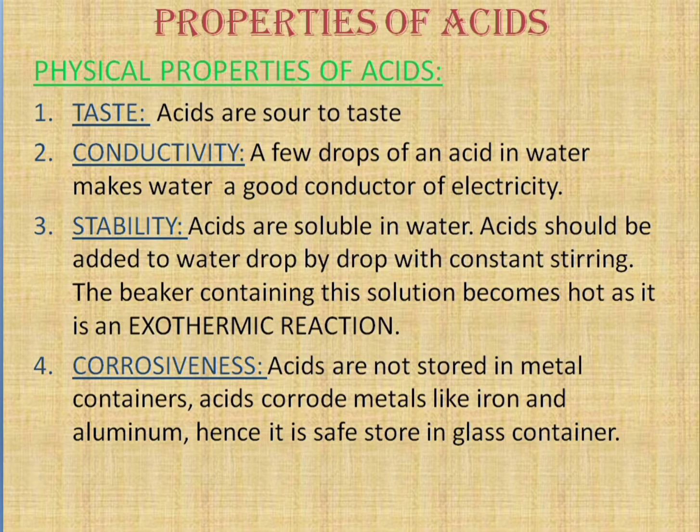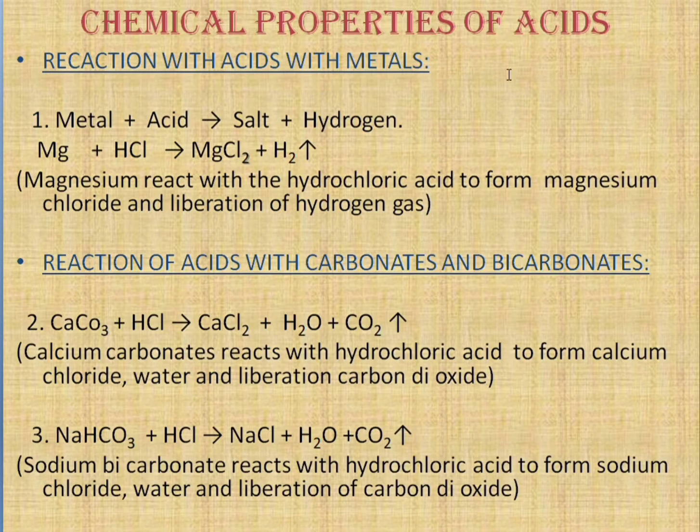So coming to the chemical properties of acids. First, reaction of acids with metals. When an acid reacts with a metal, it forms salt and hydrogen gas. Here I have given one example. I have taken magnesium as the metal and HCl as the acid. So magnesium reacts with HCl to form MgCl2, magnesium chloride, plus hydrogen gas is liberated. So when an acid reacts with a metal, it forms salt and hydrogen gas.